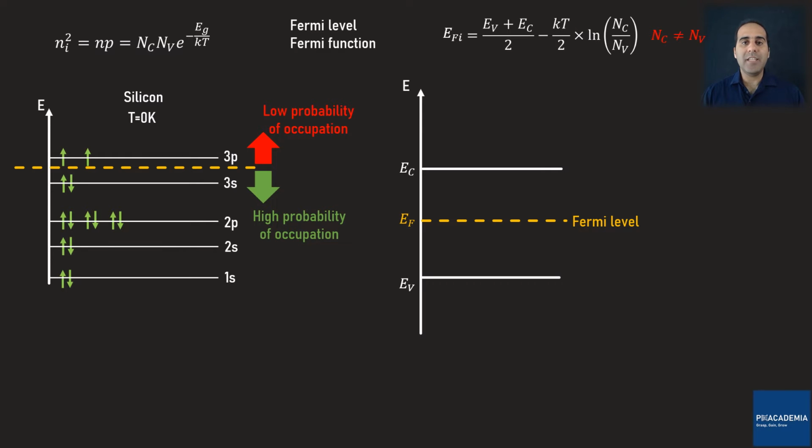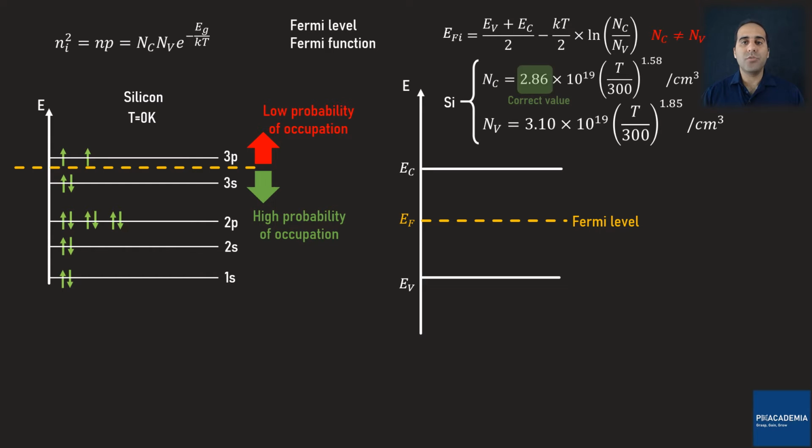For example, in case of an intrinsic silicon, Nc and Nv are 10.86 times 10 to the power of 19 and 3.1 times 10 to the power of 19 at room temperature respectively. As a result, in this equation, kT over 2 times the natural logarithm of Nc over Nv is a small number compared with the first component of the equation. The first component of the equation is the middle point of the energy gap.